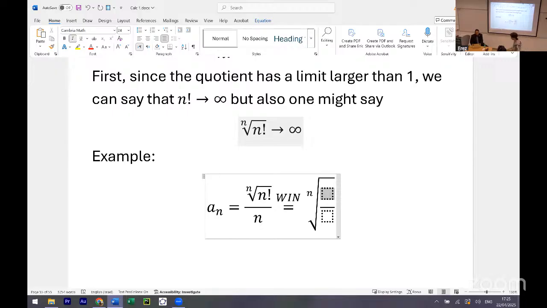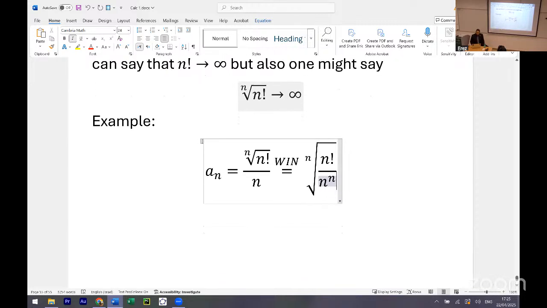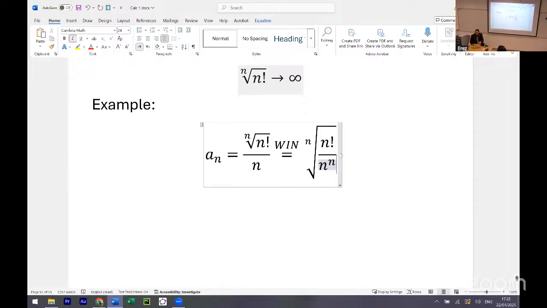N factorial and n squared. No, n to the n, n to the power of n. Exactly. Okay. That is basically the average of 1 over n, 2 over n, 3 over n until n over n. The geometric average.